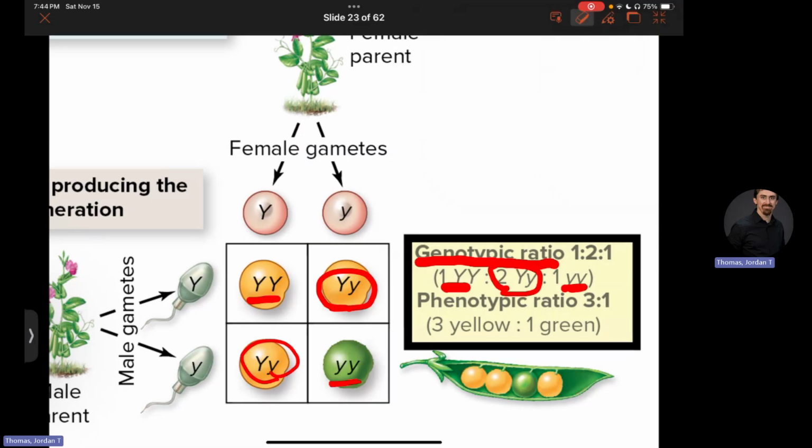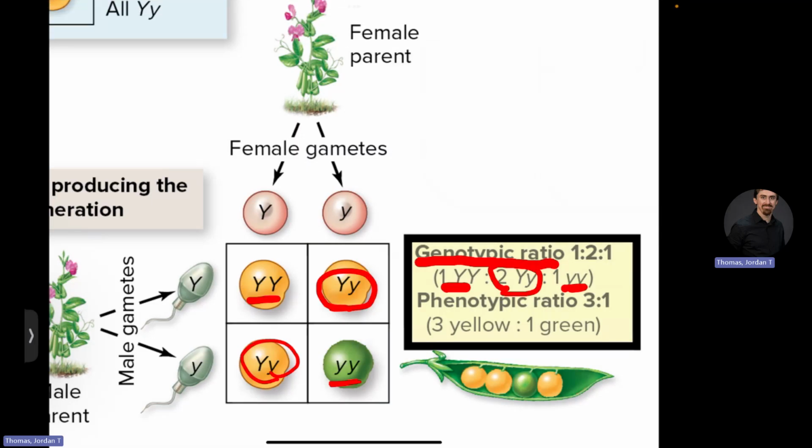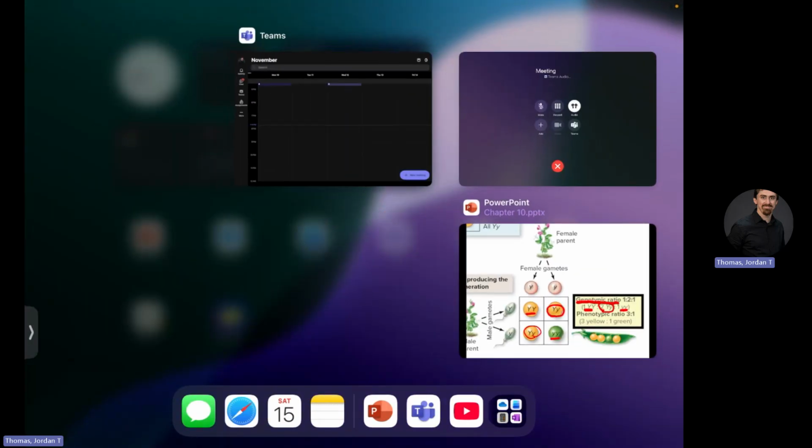But on the flip side of that, if we erase all of this, apparently this thing does not like the eraser. Let me get out again real quick. I'm going to try this again real quick.